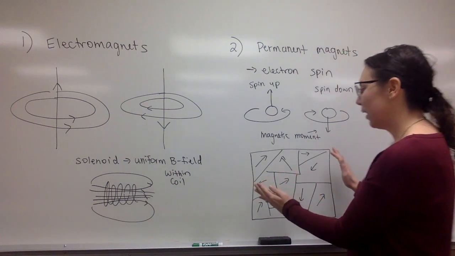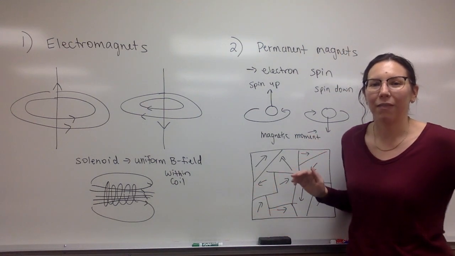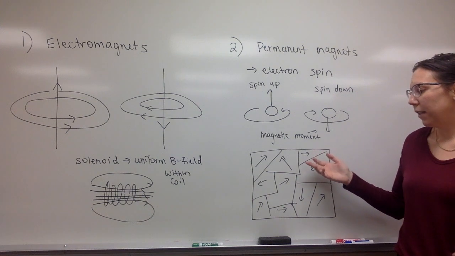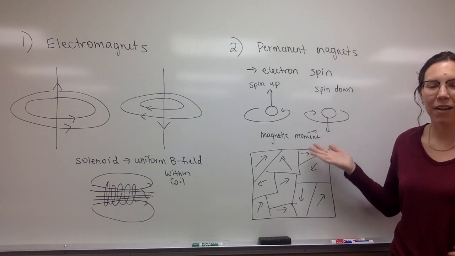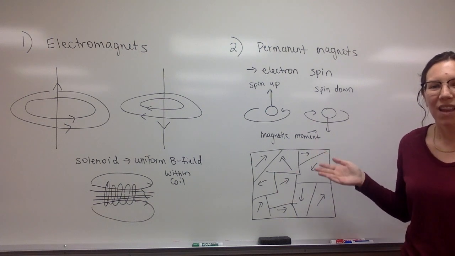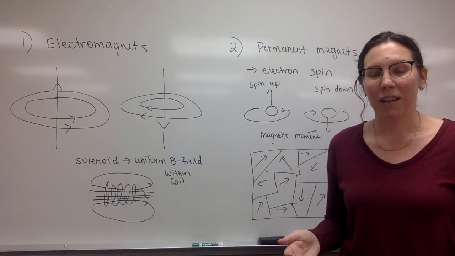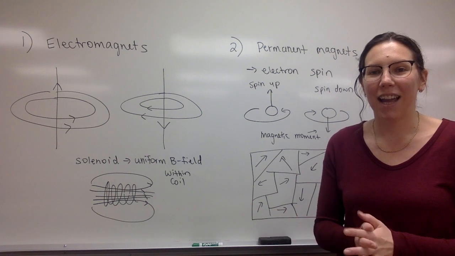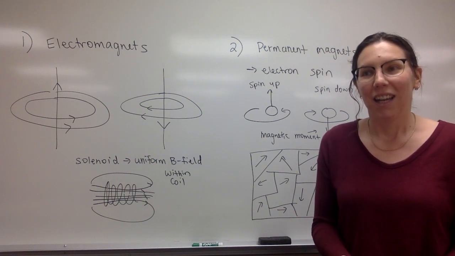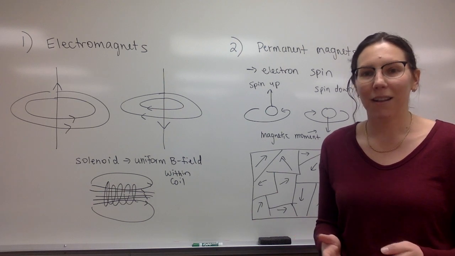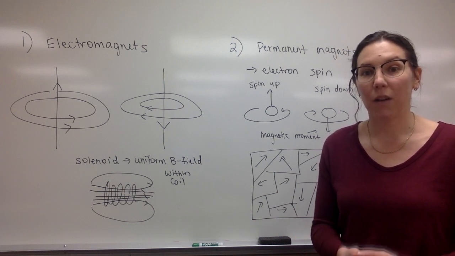However, this is very susceptible to external magnetic fields. So if you were then to bring an external magnet towards this piece of iron or piece of ferromagnetic material, those domains would then align with the external magnetic field, creating a net magnetic moment and a net magnetic force between the materials. So that's why some of our materials are attracted to magnets and others are not.